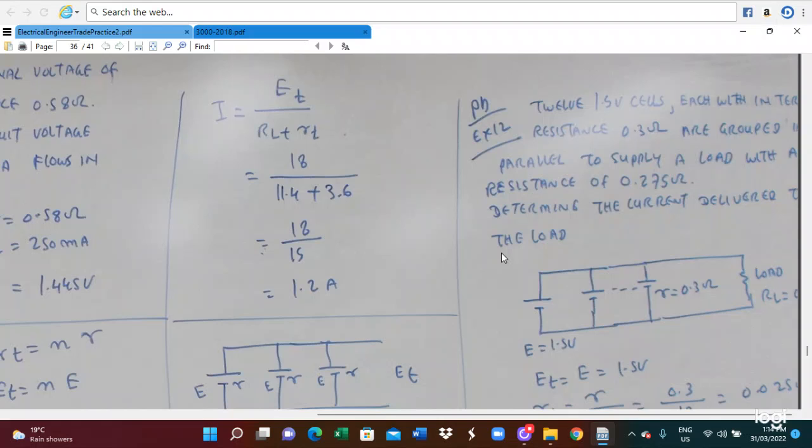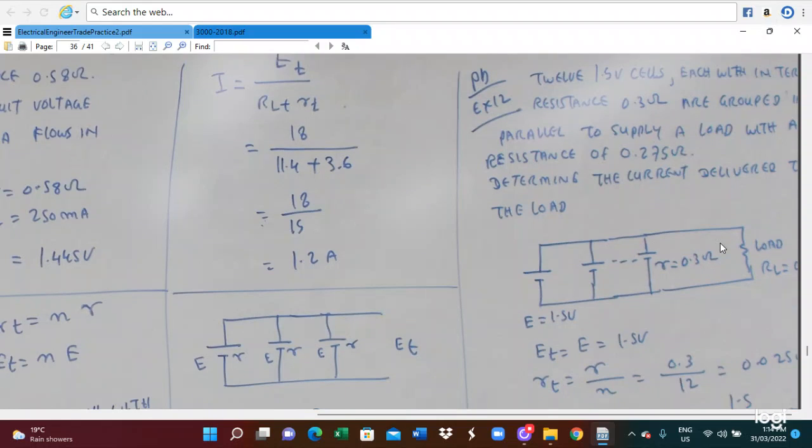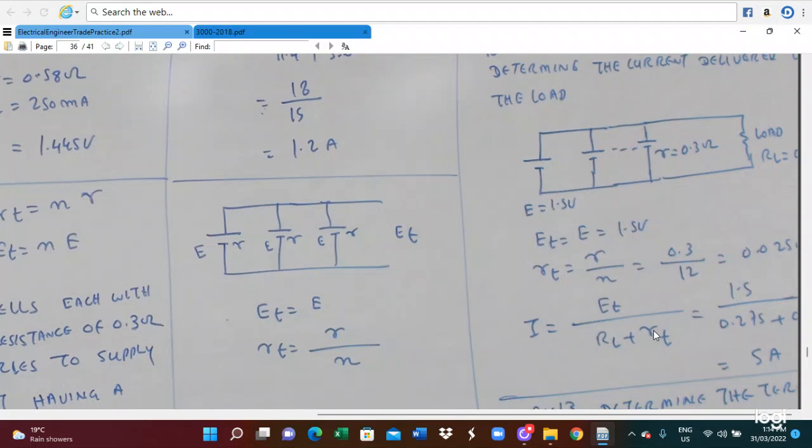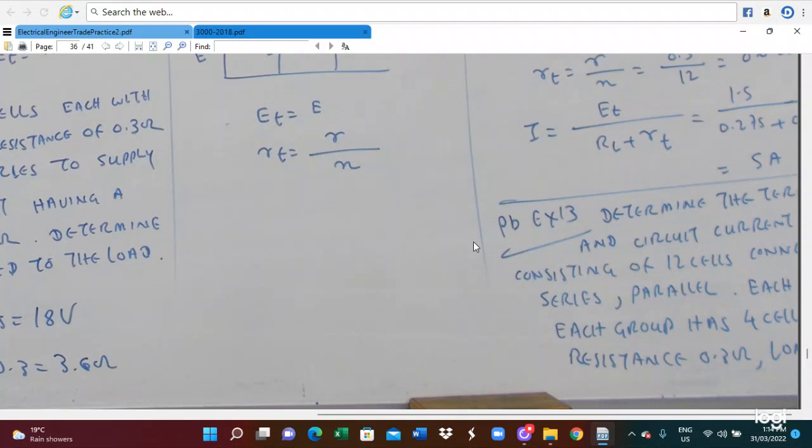So these are 12 cells of 1.5 volt, each with an internal resistance of 0.3. They are grouped in parallel to supply a load resistance of 0.275, and we have to find the current. So ET is 1.5 volt, RT equals R divided by N, 0.3 by 12, you get 0.025. So I equals ET by RT plus R, so 1.5 divided by 0.275 plus 0.025, you get a current of 5 ampere. So this is how we calculate it.